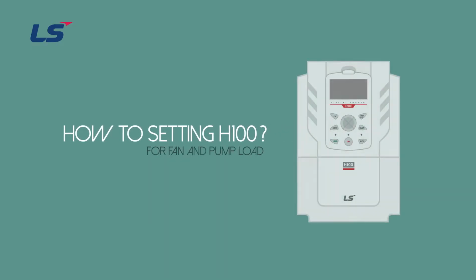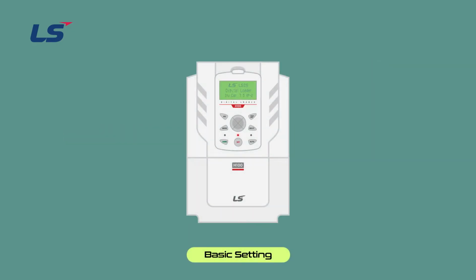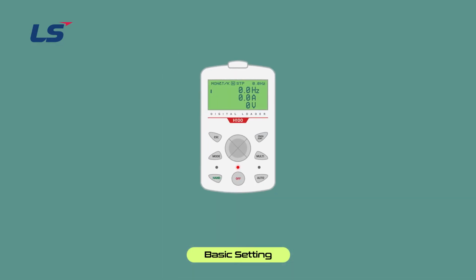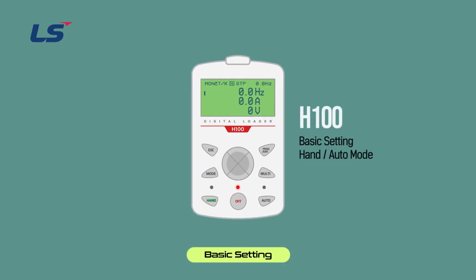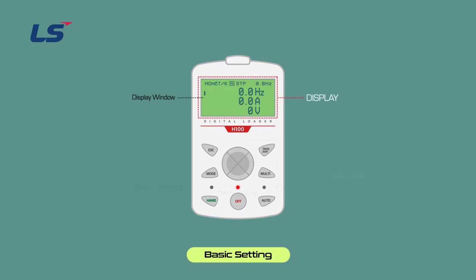Hello! In this video, we will learn about the initial parameter settings for the H100 product. H100 sets parameters through the LCD keypad. Let's learn about the basic operation method and hand auto mode using the keypad. The H100 keypad is divided into two parts, the display unit and the operation unit.